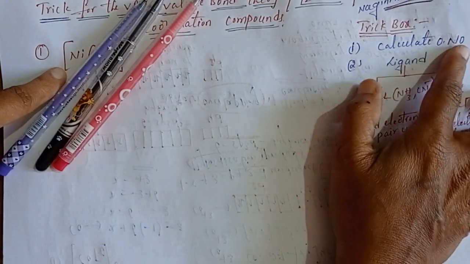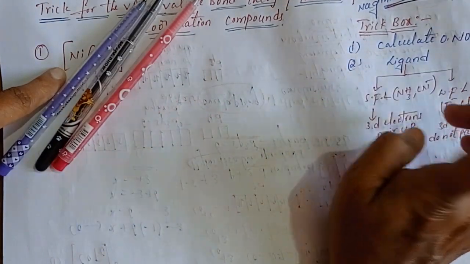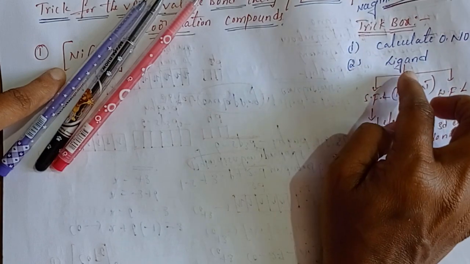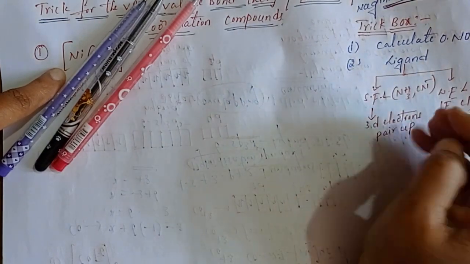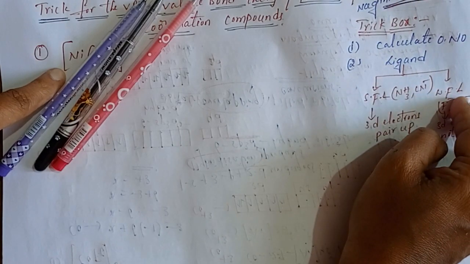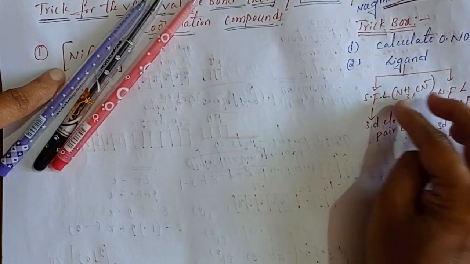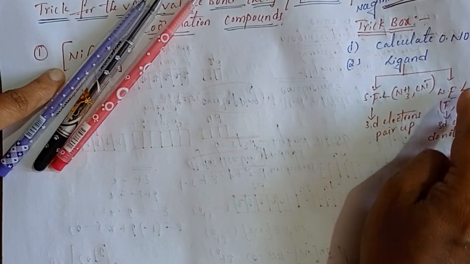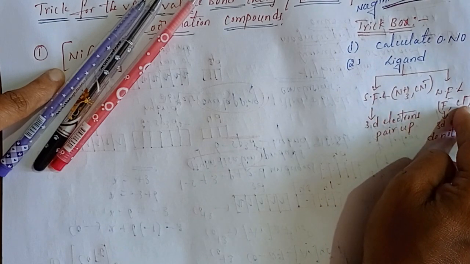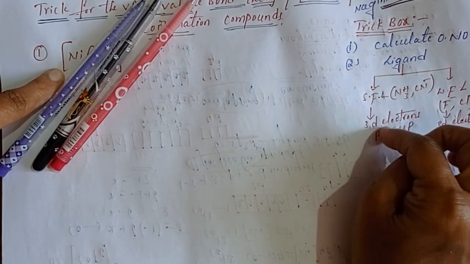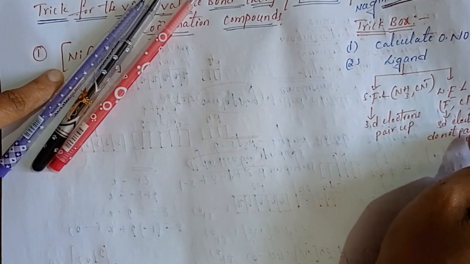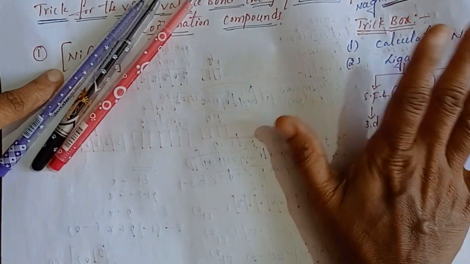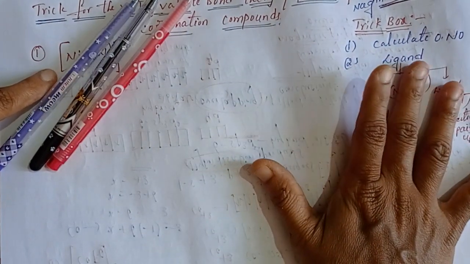First, we have to find the oxidation number of the central metal atom. The second trick is to identify the ligand, whether it is a strong field ligand or a weak field ligand. Strong field ligand examples are NH3 and CN minus; weak field ligands are fluoride and chloride. If it is a strong field ligand, the 3d electrons pair up. If it is a weak field ligand, the 3d electrons do not pair up. You have to remember that in this trick box.